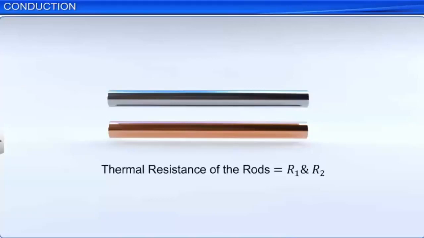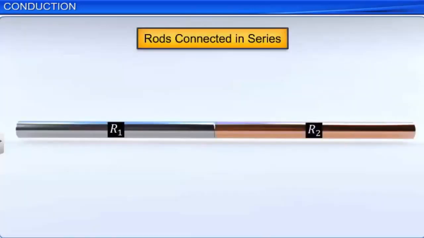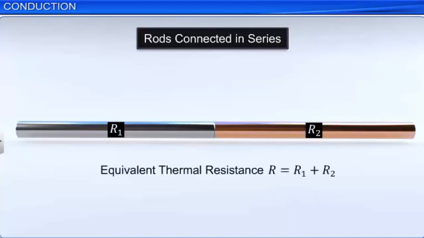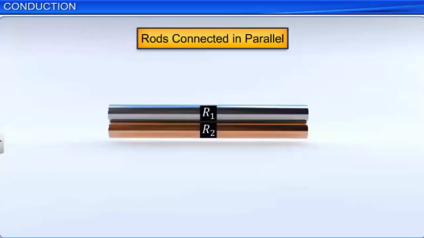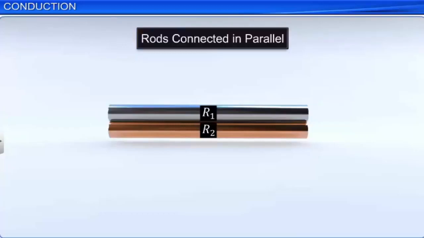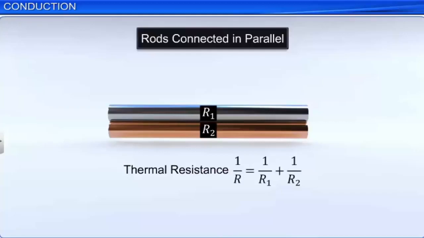For example, if two rods of thermal resistances R1 and R2 are connected in series, then the equivalent thermal resistance R of the combination is expressed as R is equal to R1 plus R2. On the other hand, if they are connected parallelly, then the equivalent thermal resistance of the combination R can be found using the relation 1 by R is equal to 1 by R1 plus 1 by R2.